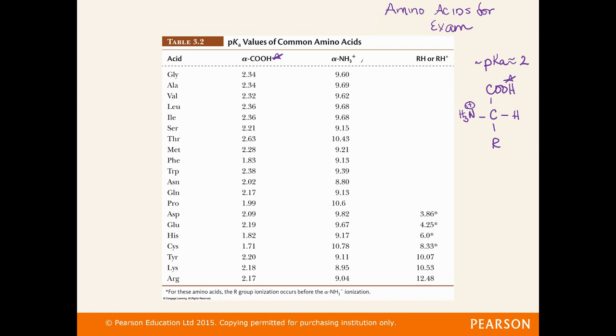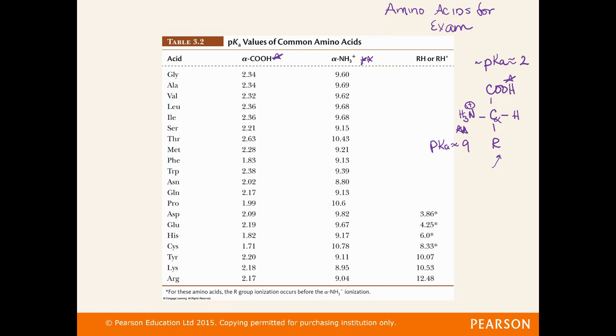For the alpha amino group here, those ones are at around a pKa of 9, right? Between 9 and 10, okay? And then the R group, most of them do not have an R group that has any acidic properties.